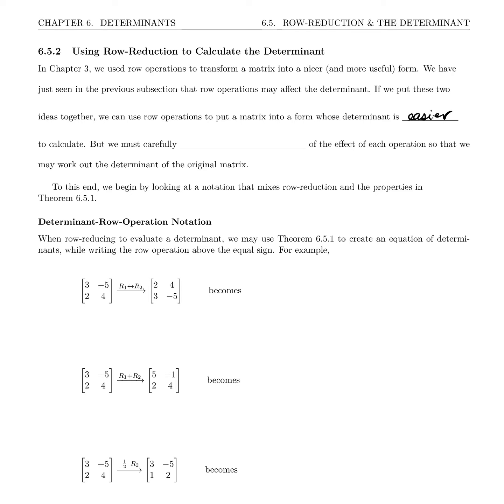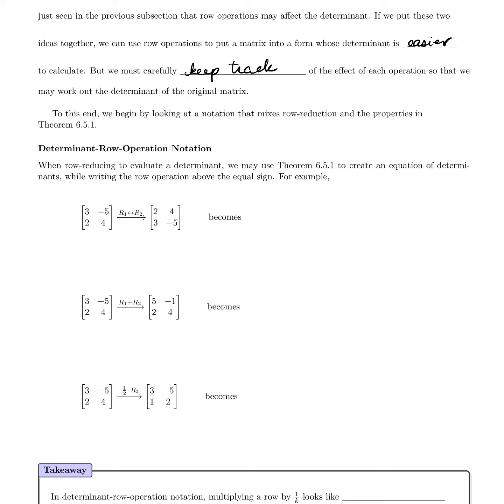But we must carefully keep track of the effect of each operation so that we can work out the determinant of the original matrix. To this end, we're going to look at a notation that mixes row reduction and properties of theorem 6.5.1 that we saw in the previous video. And that is Determinant-Row-Operation-Notation.